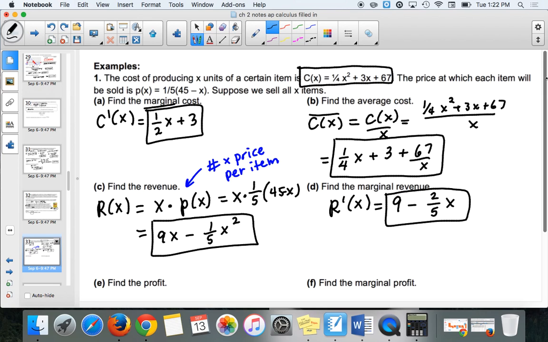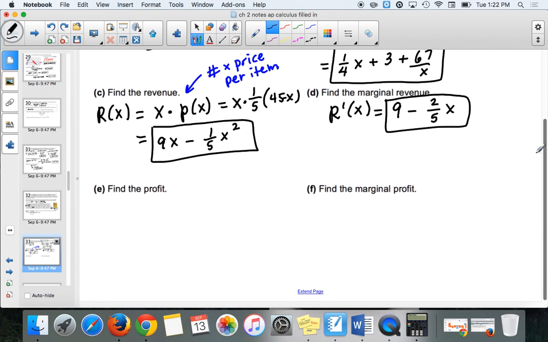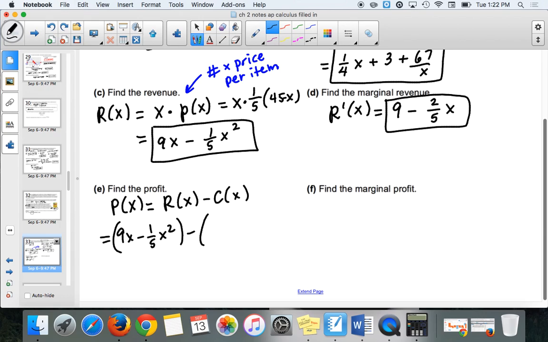And then profit. What's the equation? Profit equals revenue minus cost. So our revenue was 9X minus 1/5 X squared. And our cost was the 1/4 X squared plus 3X plus 67, the original. So when we simplify, we get negative 9 over 20 X squared, plus 6X minus 67.